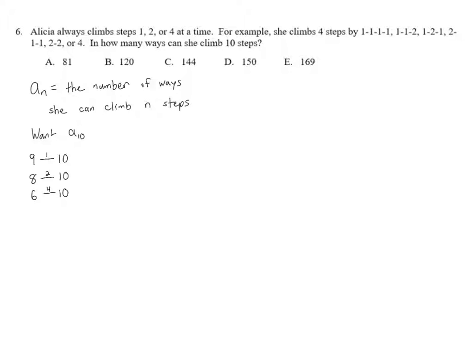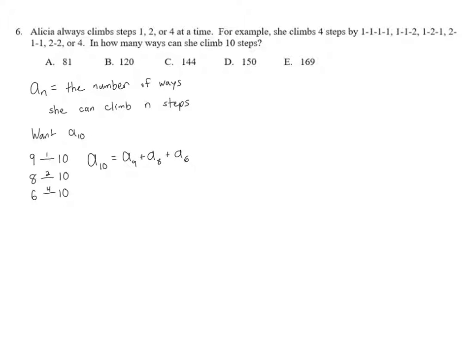And this is going to be the key to figuring out the problem. We know that she can get to the 10th step either by coming from the 9th step, the 8th step, or the 6th step. So I'm going to claim that a sub 10 is going to be a sub 9 plus a sub 8 plus a sub 6. The number of ways she can get to the 10th step is going to be the number of ways she can get to the 9th step plus the number of ways she can get to the 8th step, plus the number of ways she can get to the 6th step.